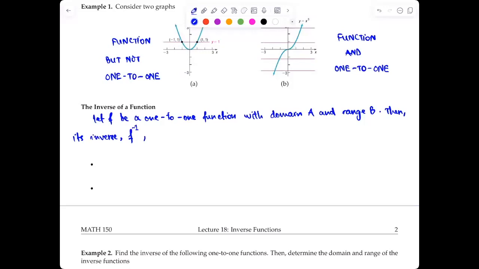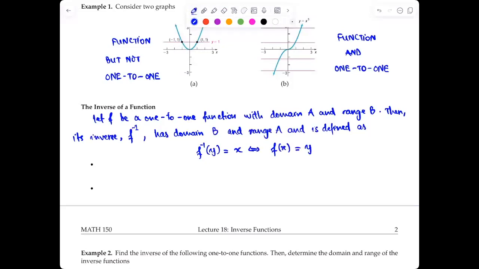Now the inverse has domain B and range A. The original function is f, with domain A and range B. When you find the inverse, it has domain B and range A. And it is defined as f inverse of y equals x if and only if f of x equals y.